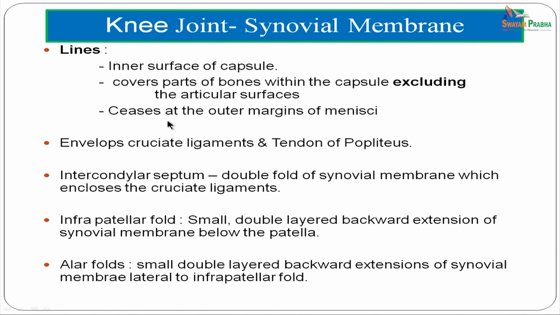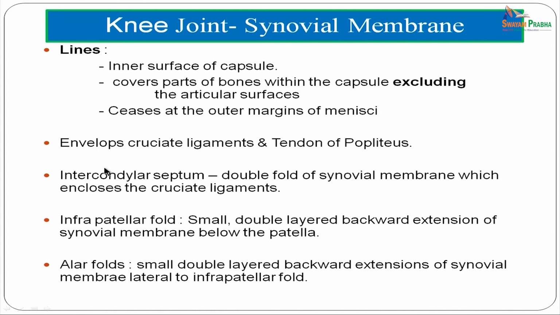The synovial membrane, as we just now discussed, lines the inner surface of the capsule. It covers parts of the bone within the capsule excluding the articular surfaces and ceases at the margins of the menisci. The synovial membrane envelops the cruciate ligaments and the tendon of popliteus.